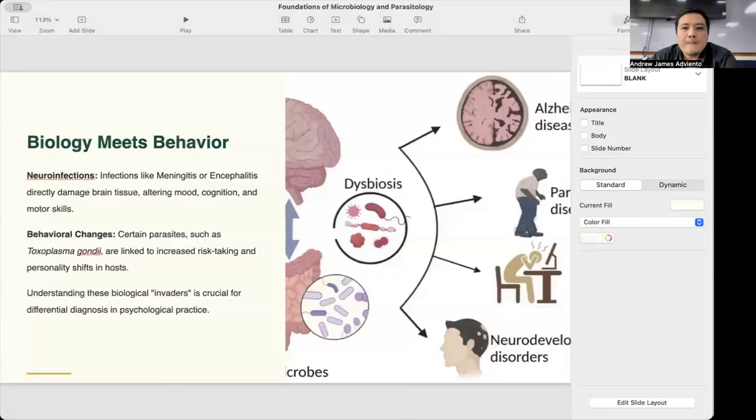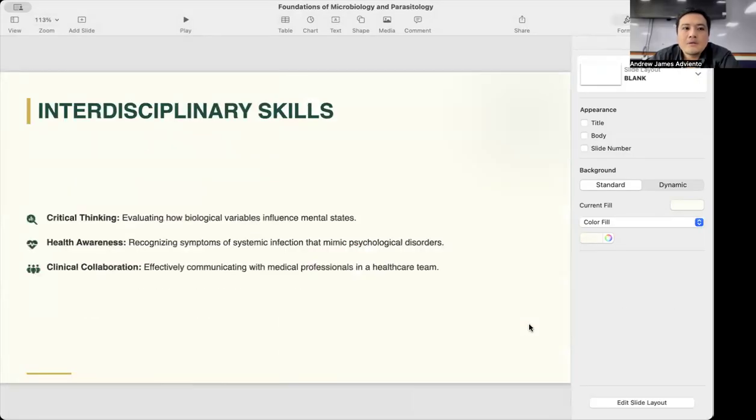All right, hopefully through this course, you will develop scientific literacy, critical thinking, health awareness, and hopefully you will learn to integrate biological knowledge into nursing practice, which is essential for ethical and effective professional work.